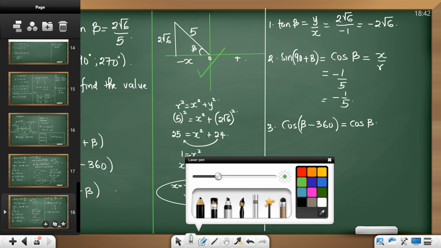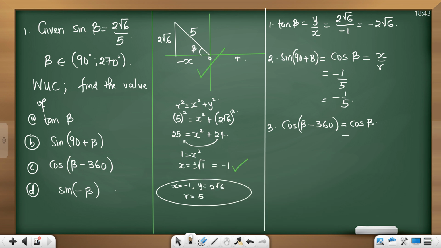So cos B is that. And what is cos B? Cos B is x over r. What is our x again? Negative 1. And what is r? 5.